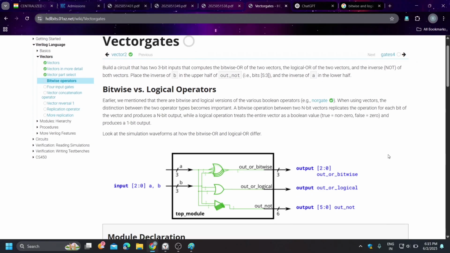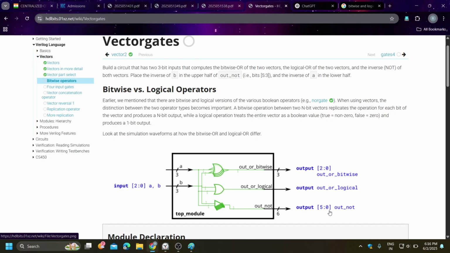So this is the question. In this question, they have given two inputs. Each one is having 3 bits. So 2 down to 0 means 3 bits. Here it's a 3-bit out_or_bitwise, which means we need to perform bitwise operation between these two inputs. And then whatever result comes will go through this output port. Again, for this output port, we need to perform logical operation. That's why they wrote out_or_logical.